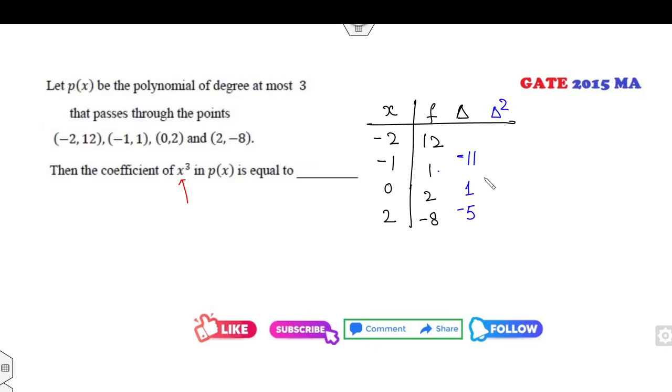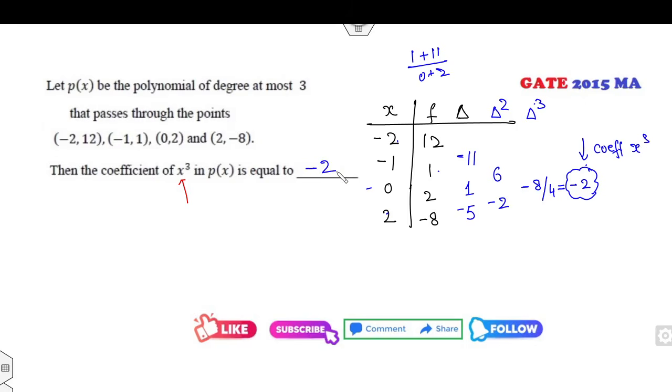Del square: 12 divided by 1, plus 11 and 0 plus 2, so 12 upon 2, 6. Then it is minus 6 divided by 3, minus 2. Del cube: minus 8 divided by 4, that is minus 2. Because it is the last number and it's a cube, that will be the coefficient of x cube. The answer is minus 2.